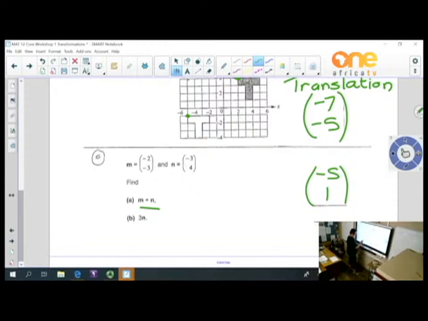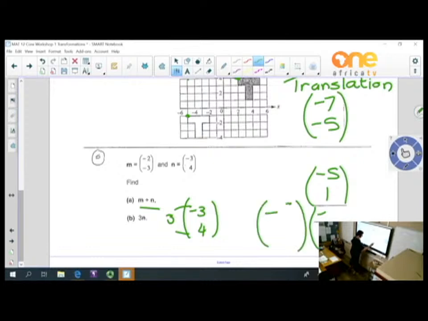The second one, 3n, so it means I'm going to multiply each number in the bracket by 3. Remember, never ever put a line there like a fraction. It's not a fraction. So let's rewrite it here: -9, 12. That is then the column vector for that one.